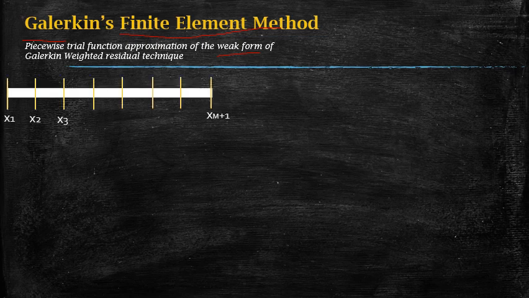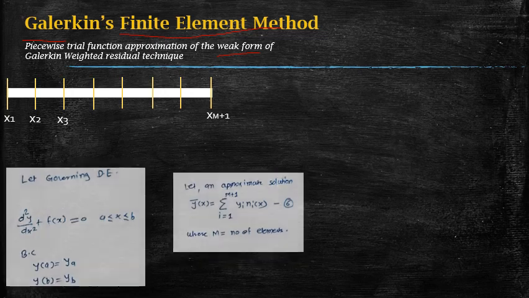Now we have divided our domain into m number of elements. Previously, whatever trial solution u bar of x that we had assumed, it was valid over the entire domain. Practically speaking, it is not possible. And what is our basic philosophy of finite element method? We divide the domain into a number of elements. So we have divided our domain into m number of elements.